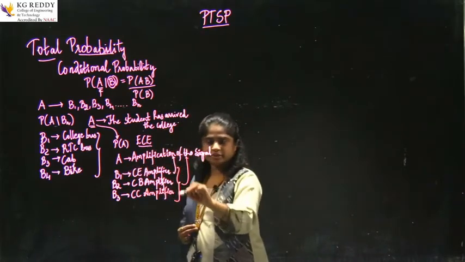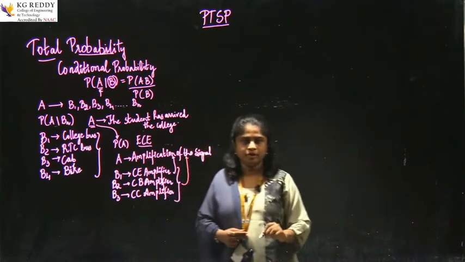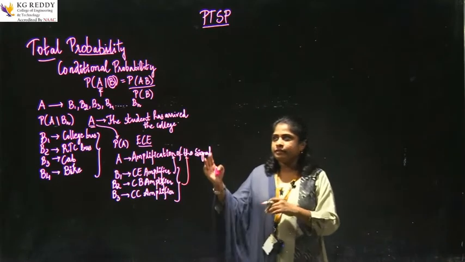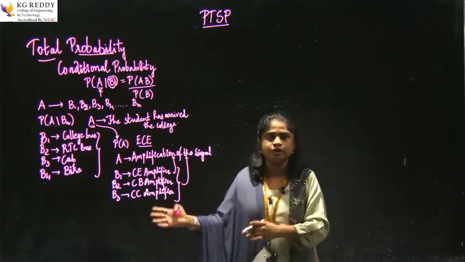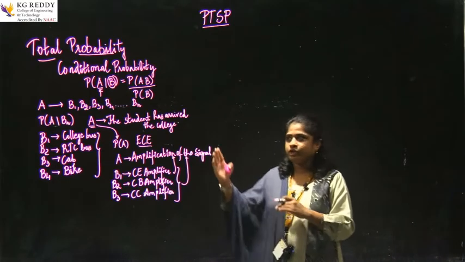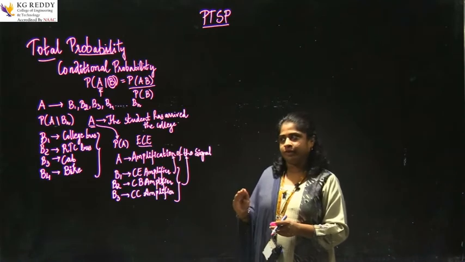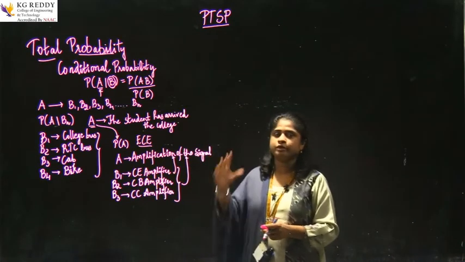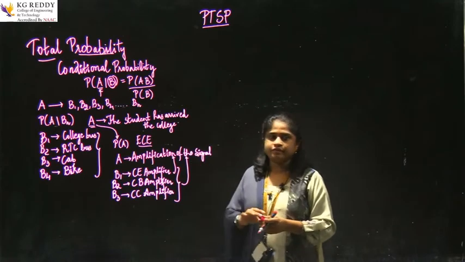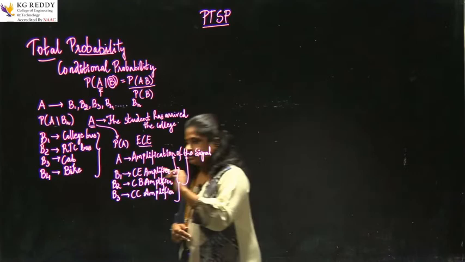After the occurrences of B1, B2, B3, then only A will be occurring. So, I will be deriving the complete equation for the total probability of A. Now we know the importance of total probability, and why we have to study it. I will be deriving the equation for the total probability of A.